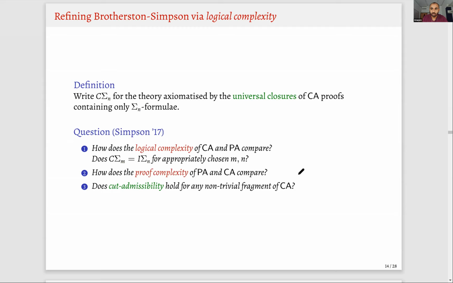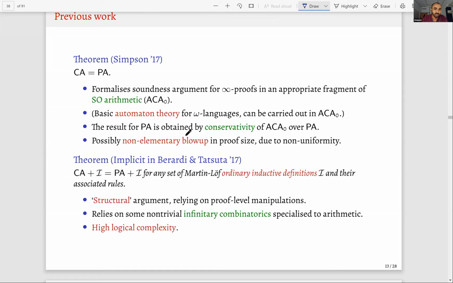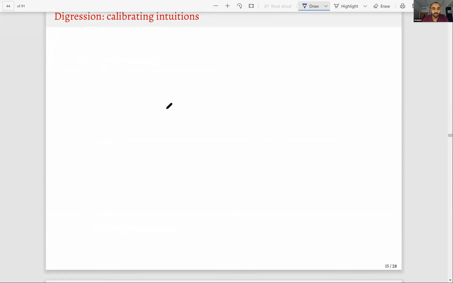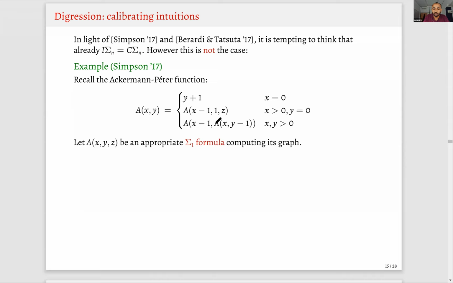So I will just state the results we have. Before I do that, I think there's one particular thing you might conjecture from this result of Simpson, that CA equals PA, which is simply that I sigma N equals C sigma N. Especially given the results there, it might be tempting to think that. But actually, Simpson already gave a counterexample to this in form of the provable totality of the Ackermann-Peta function.